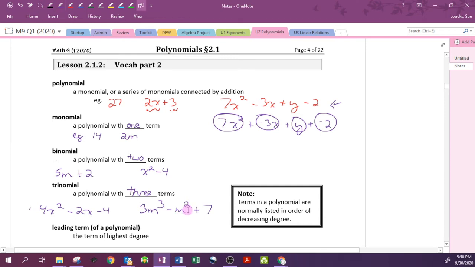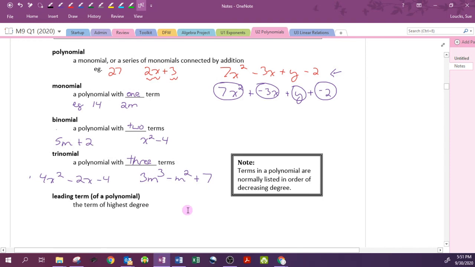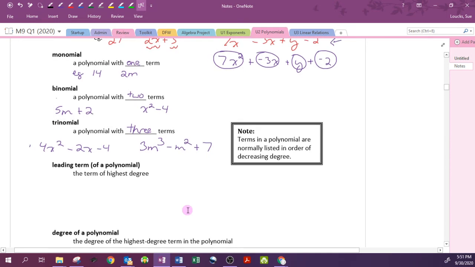Okay, and it's an important convention because it makes things look similar. It makes it look the same from one thing to the next, so you can see what you can do with it if you can see the shape that it is, which is easier to do if you've done it in decreasing order. Okay, the leading term of a polynomial is the term of highest degree.